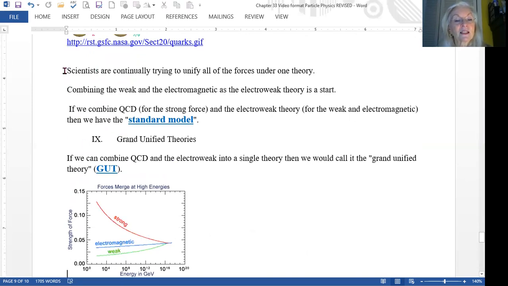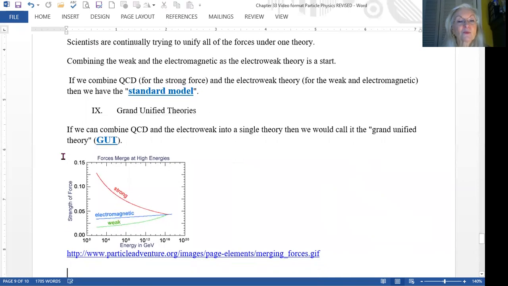So scientists are continually trying to unify all of the forces under one single theory. To combine the weak and the electromagnetic, we came up with the electroweak. But if we combine QCD for the strong force and the electroweak, then we would have what's referred to as the standard model. But if we can combine all of those, then we would call it the grand unified theory, or GUT, for grand unified theory.